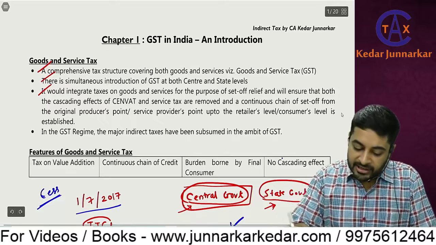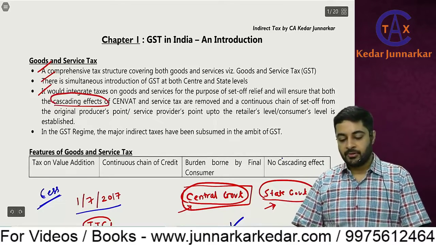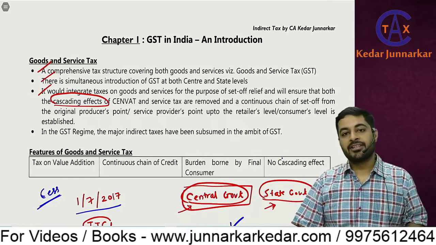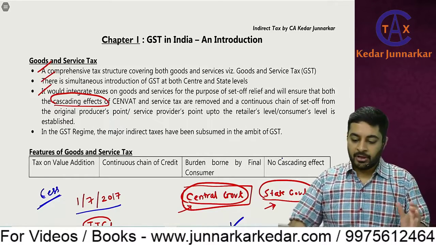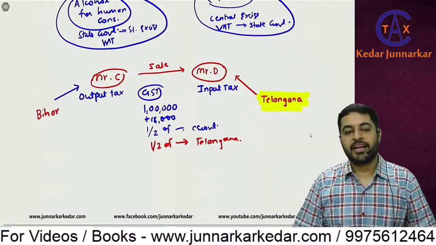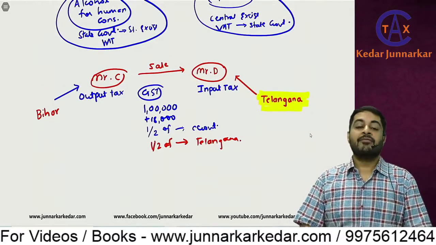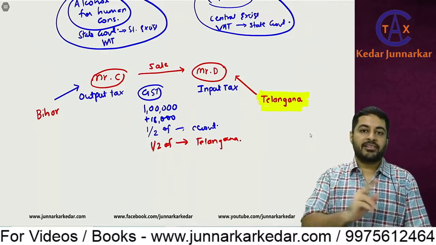Now we studied, or I just read, a word called cascading effect. Now cascading effect, what does that mean? It means tax on tax. Okay, so now I'll explain it to you by way of one example. Earlier when I would sell you goods, I would be charging two taxes.